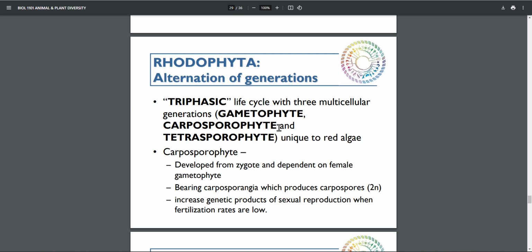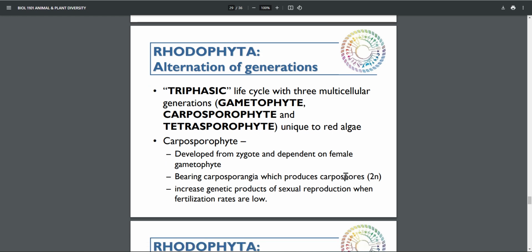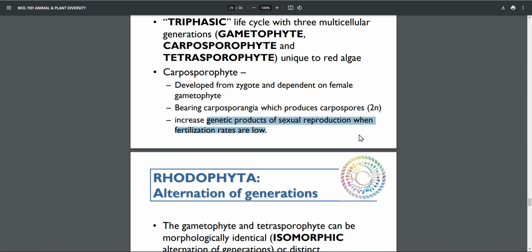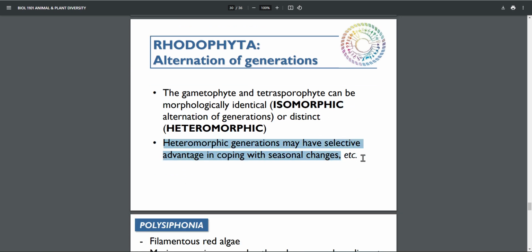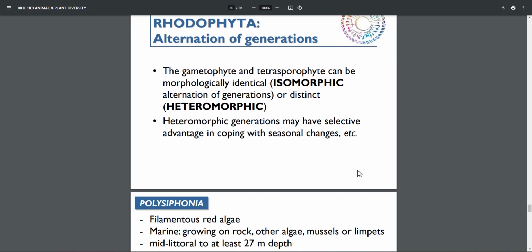So a little bit of an explanation of the carposporophyte here. It develops after the male gamete and female gamete fuse, and it actually grows in the female gametophyte. It also has carposporangia, where mitosis occurs to form diploid carpospores, and it helps in sexual reproduction. This is just talking about isomorphic and heteromorphic, not too big of a deal, and heteromorphic may have a selective advantage when dealing with seasonal changes.